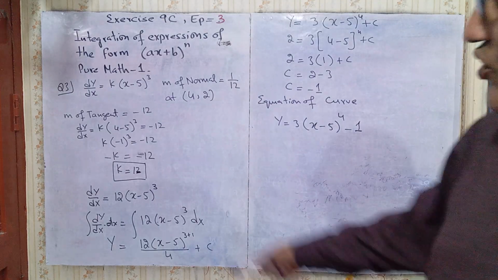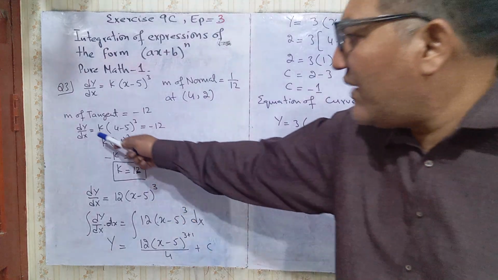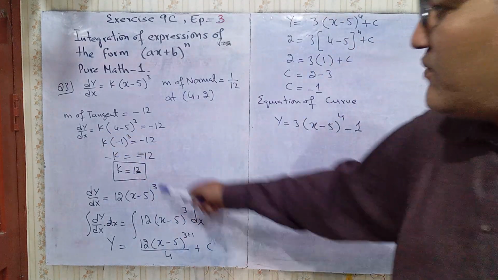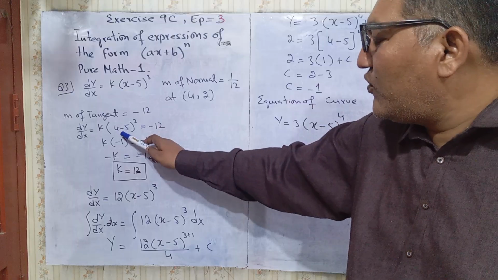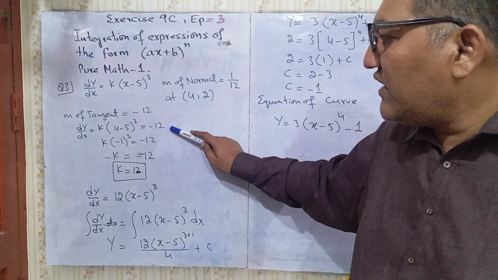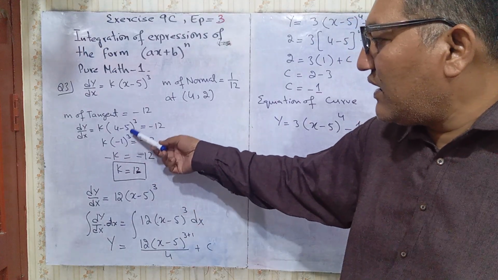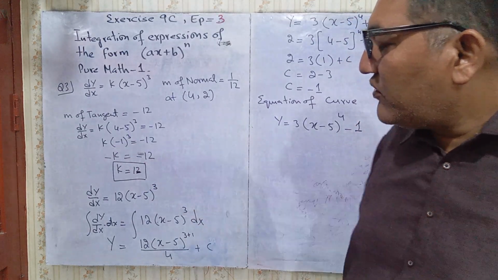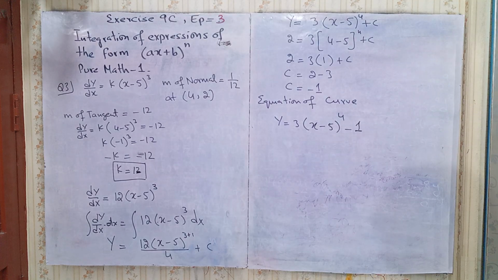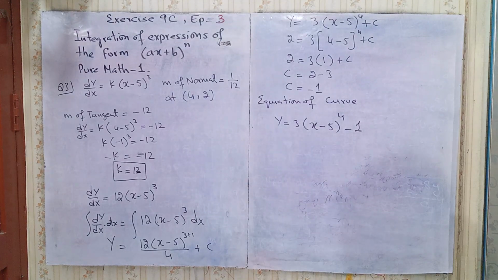Now, dy/dx gives you the gradient of the tangent at the point x equals 4. So in this expression of dy/dx, substitute x with 4. So dy/dx equals k(4 minus 5) whole raised to power 3, which equals the gradient of the tangent, minus 12. So k(minus 1) raised to power 3 equals minus 12. So minus k equals minus 12, the minuses cancel, so k equals 12. Now I know the value of k.